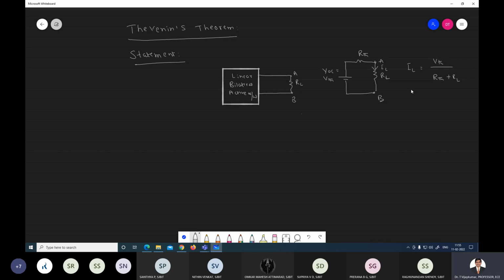So what is the procedure to follow to determine the Thevenin voltage and the Thevenin resistance? This is the procedure, what I explained so far. I'll explain it once again. Open the load terminals and find the open circuit voltage. That open circuit voltage gives the Thevenin voltage. Remove the load terminals. If it is a voltage source, short it. If it is a current source, open it. Then looking from these terminals, calculate the total or equivalent resistance. The total resistance gives the Thevenin resistance.